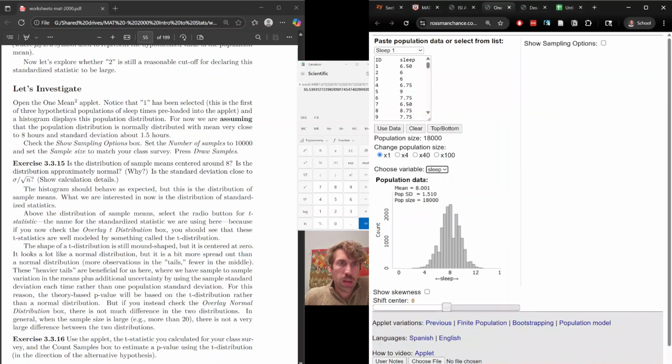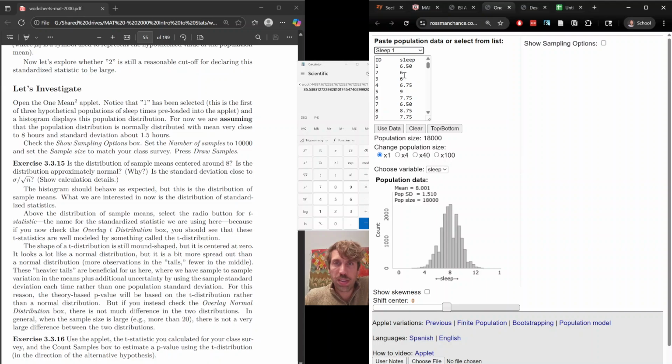Okay, and notice that 1 has been selected. That's good. Okay, so this is a hypothetical one right here. And a histogram displays this population distribution. For now, we are assuming the population distribution is normally distributed with mean very close to 8 hours, standard deviation about 1.5.